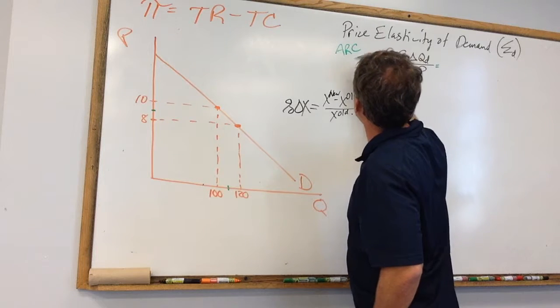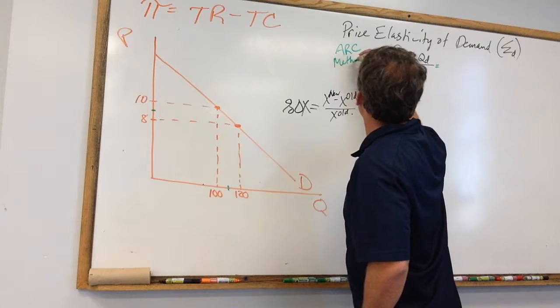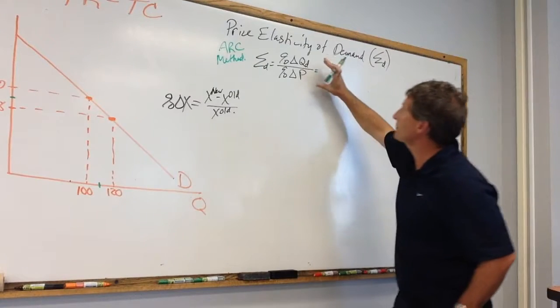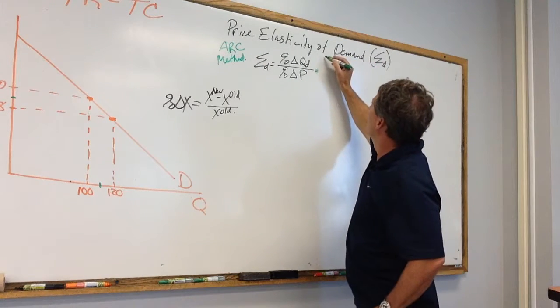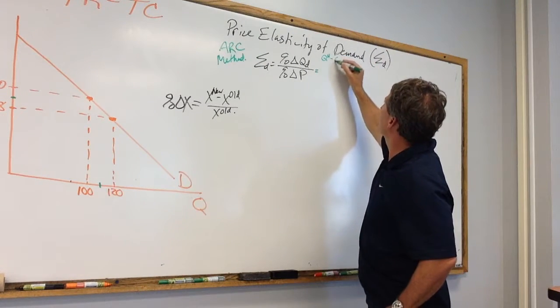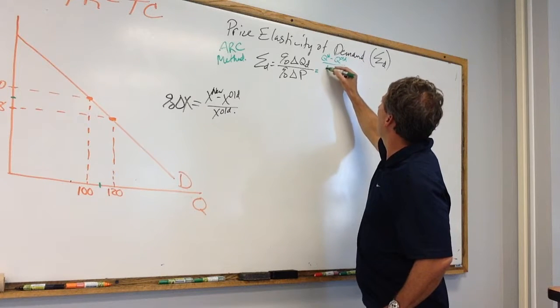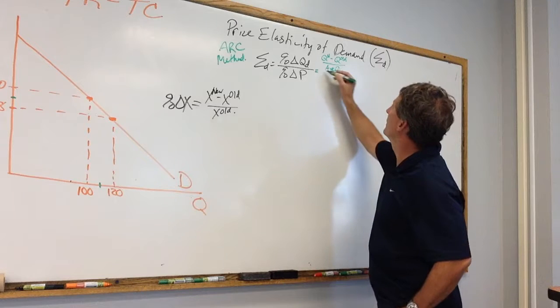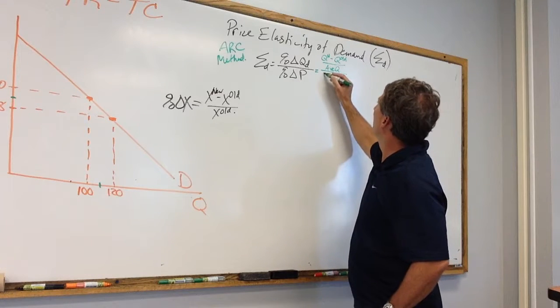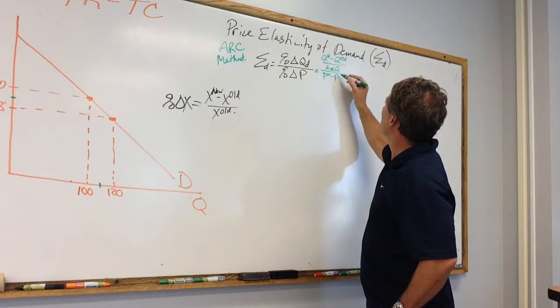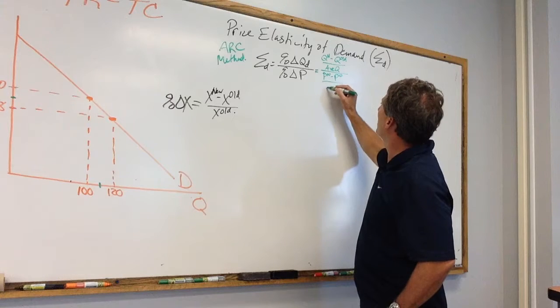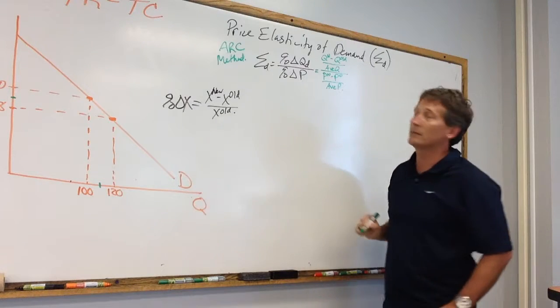So the formula up here that we use is called the ARC method, and your textbook goes through this too. It is the new number minus the old number divided by the average quantity. And then it's the new price minus the old price divided by the average price.